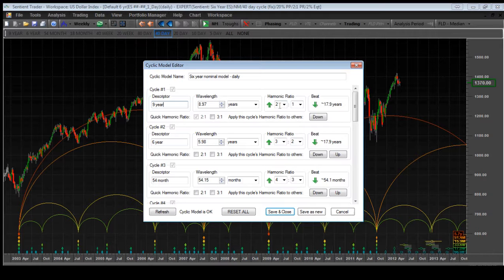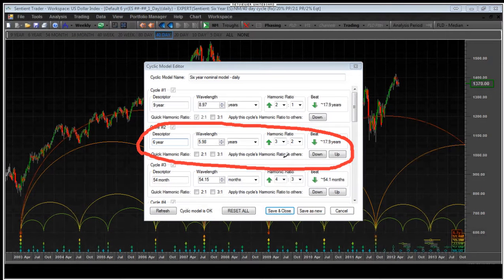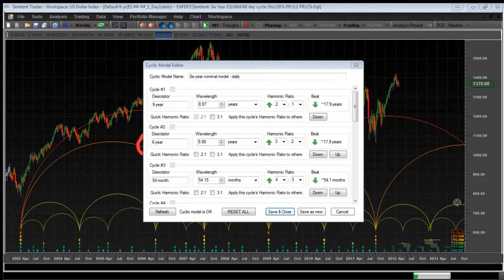Here you can see it. The longest cycle is the 9-year cycle, exactly the same cycle as is found in Hurst's nominal model. Below that, cycle number 2 is the 6-year cycle, which you can see I've defined as 5.98 years. It has a harmonic ratio with the 9-year cycle of 3:2. And you can see, interestingly, that those two cycles beat every 17.9 years, which is, of course, the 18-year cycle. Then cycle number 3 is 54 months long, and that is exactly the same cycle that we find in Hurst's nominal model. So, in fact, the only difference with this nominal model is that I've added in there the 6-year cycle. The rest of the model is exactly the same. That's the 6-year cycle, which has a harmonic ratio of 3:2 with the longer cycle, and the 54-month cycle has a harmonic ratio of 4:3 to the 6-year cycle.